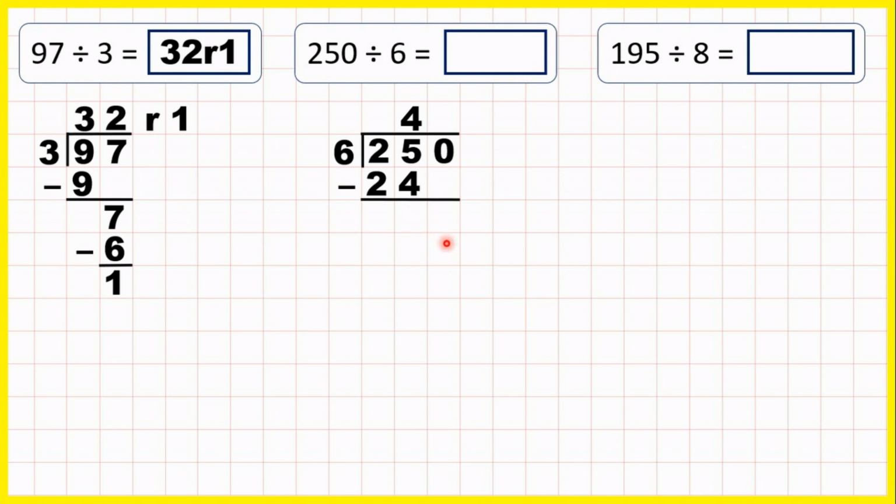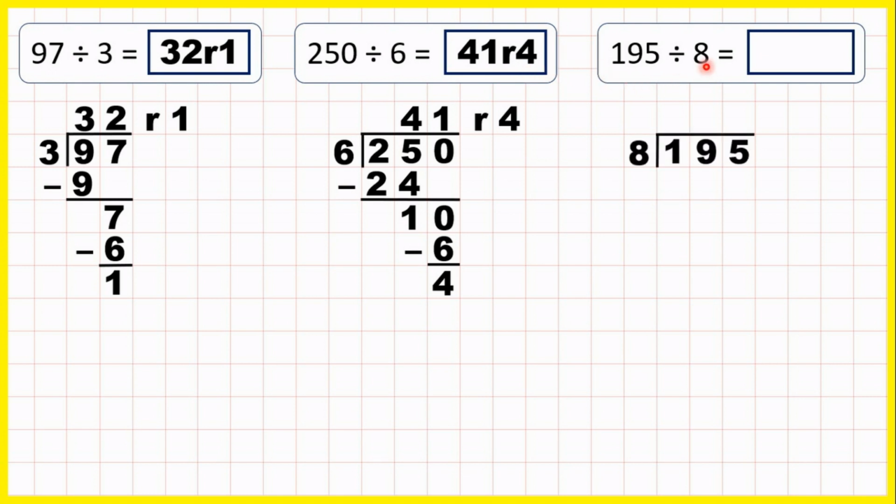Now we subtract and bring down. 25 minus 24 is 1, and we can bring down this 0, so we have 10 divided by 6. Now the closest number to 10 that's in the 6 times table but is still less than 10 is 6, and that's 1 times 6, so we write 1 in our answer line. But now when we subtract, 10 minus 6 is 4, and because we don't have anything else to bring down, that 4 tells us that we have remainder 4. So our answer is 41 remainder 4.